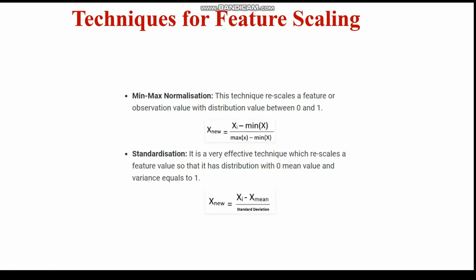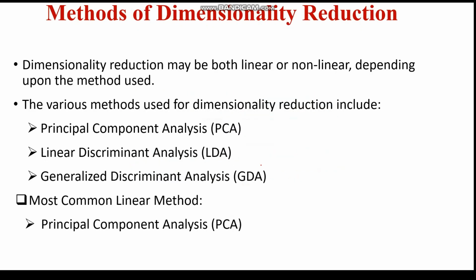In the technique of feature scaling, we have min-max normalization and standardization. So min-max is the technique that rescales a feature's observation values with the distribution value between 0 and 1. Similarly, standardization is an effective technique which rescales a feature value so that its distribution has 0 mean value. So we have other methods of dimensional reduction like PCA, linear discriminant analysis, generalized discriminant analysis, and the most commonly used method is principal component analysis that we will discuss in the next video.